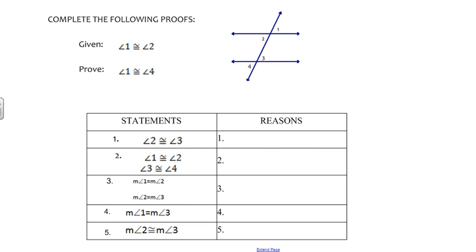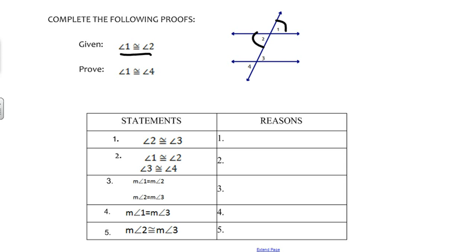All right, and here's the last example we're going to do, and then you're on your own. All right, given angle 1 is congruent to angle 2, we're trying to prove that angle 1 is also congruent to angle 4, and angle 1 is congruent to angle 2. If they hadn't given that to us and you had just seen the picture, you would actually put that angle 1 is congruent to angle 2 by the vertical angles theorem.